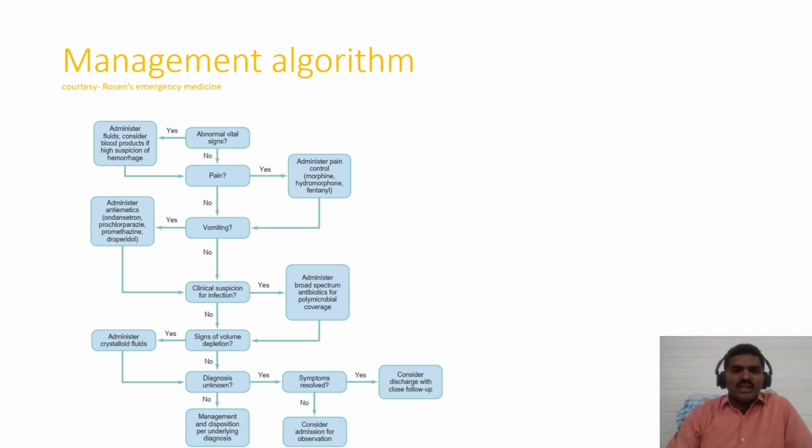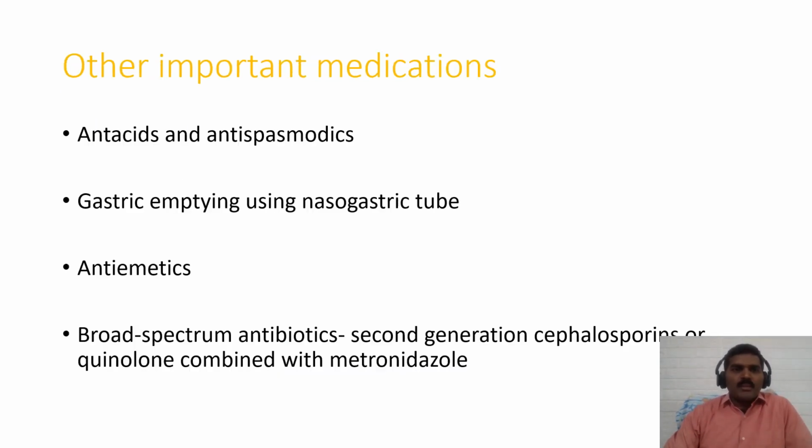So this is the management algorithm for abdominal pain. Other important medications to consider in a patient presenting with abdominal pain include antacids and antispasmodics. Gastric emptying using a nasogastric tube is a very controversial topic. Antiemetics to control vomiting are the best modality. For broad spectrum antibiotics, second generation cephalosporins and quinolones combined with metronidazole are the best choice.